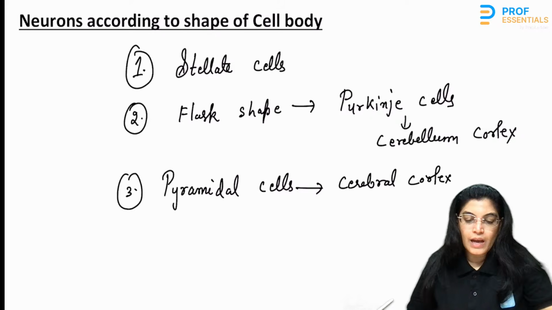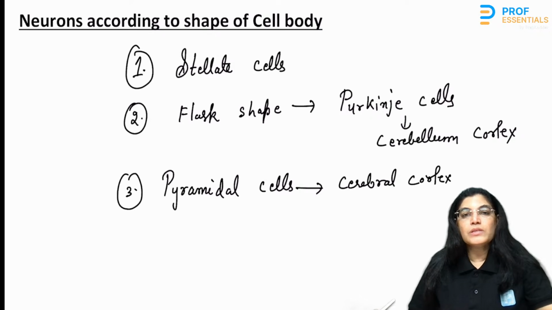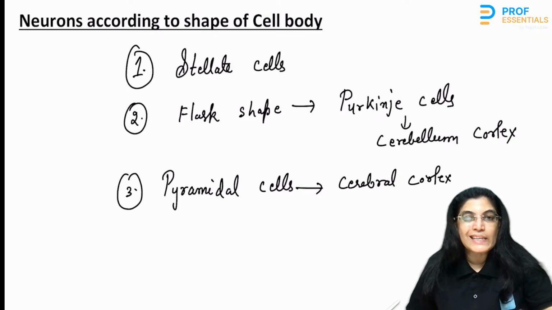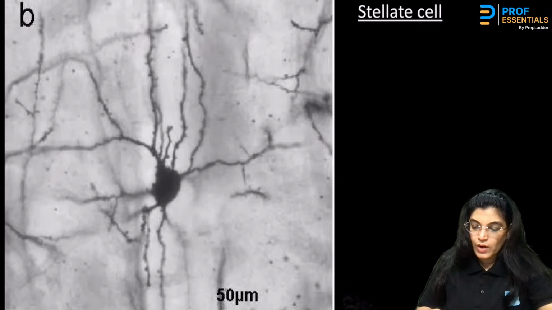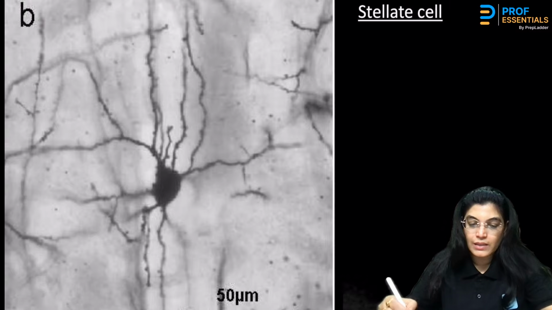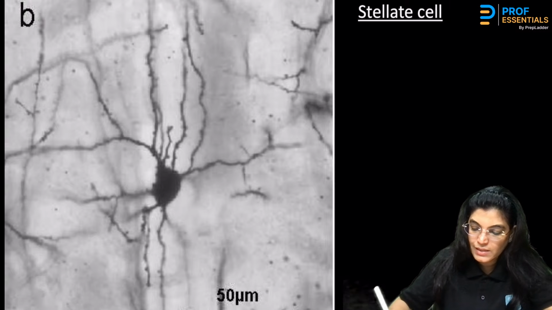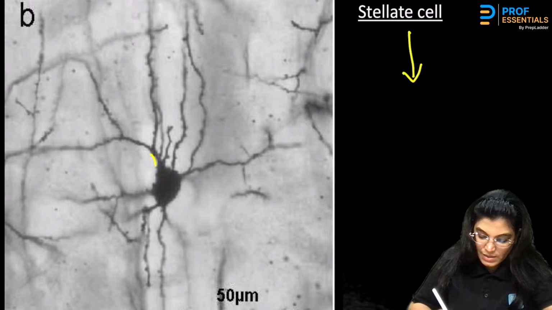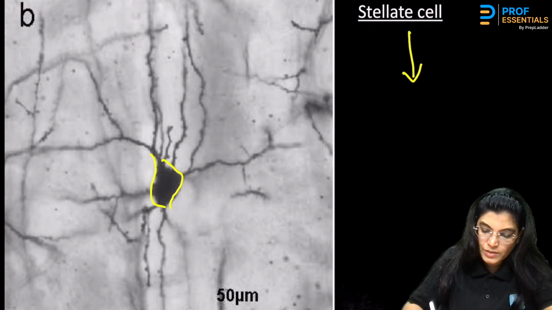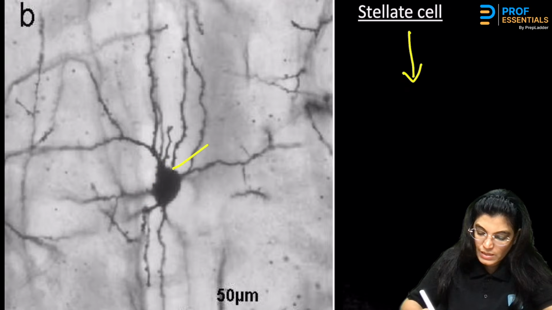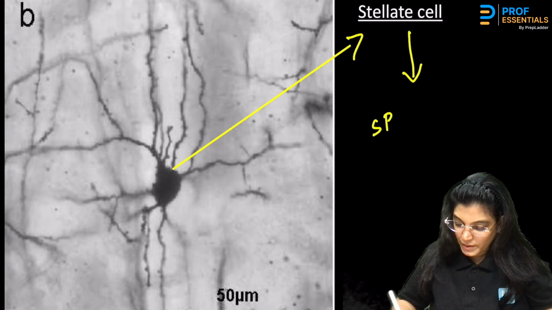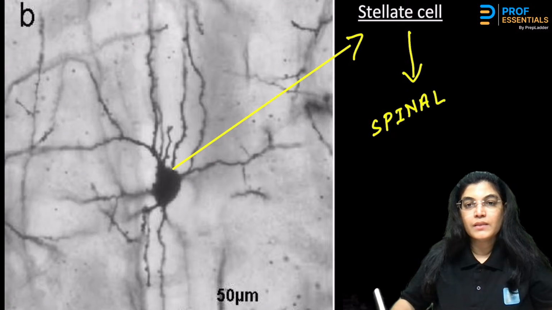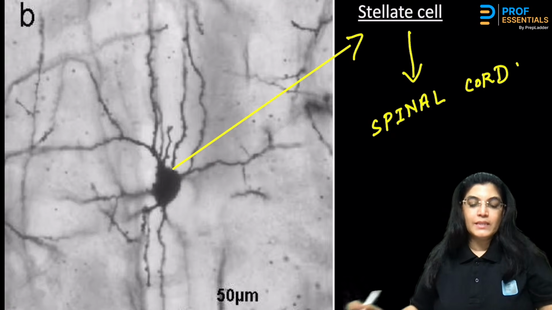Now let's see also. If I'm talking about stellate cells, they are present in the spinal cord. So see this diagram. I will show you various diagrams here. In this diagram, we can see the stellate cells, which are star-shaped cells like this. This is the stellate cell, and it is present in the spinal cord.